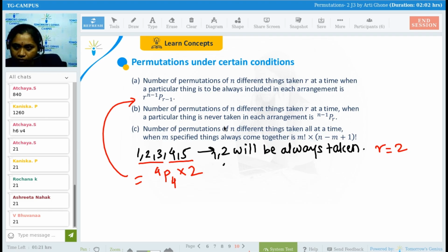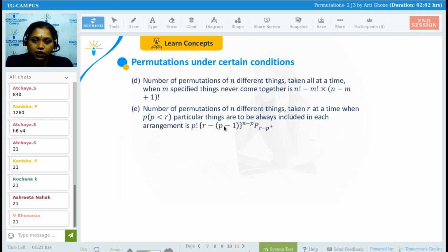Now, next one. I have a trick for this also. m specified things never come together. I'm giving you the formula, if you want to learn it directly, then it must be with you. Number of permutations taken r at a time, where p is less than r and p particular things are always included in the arrangement. Okay, clear? These are the shortcuts, or important forms of the permutations.